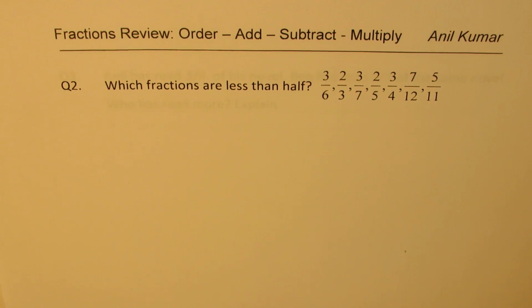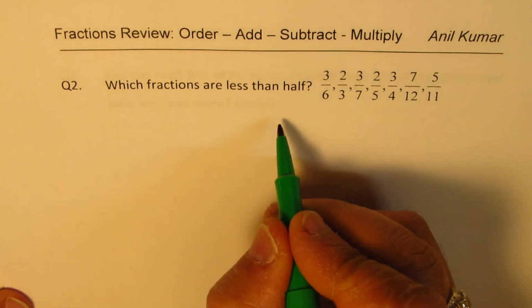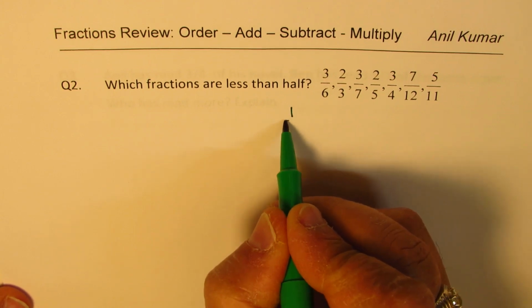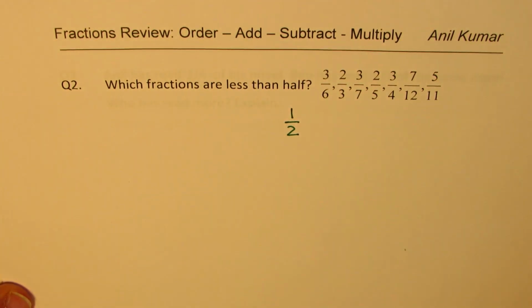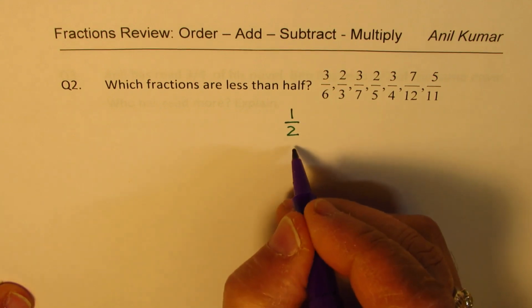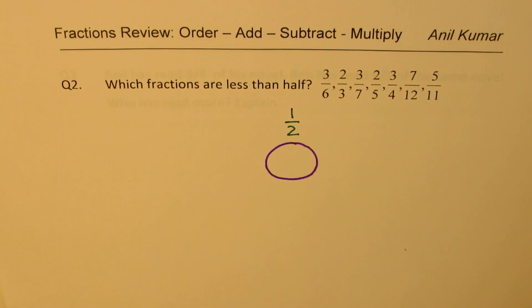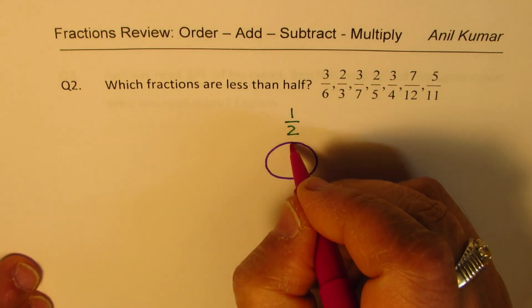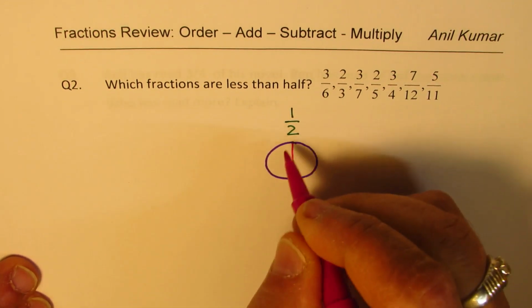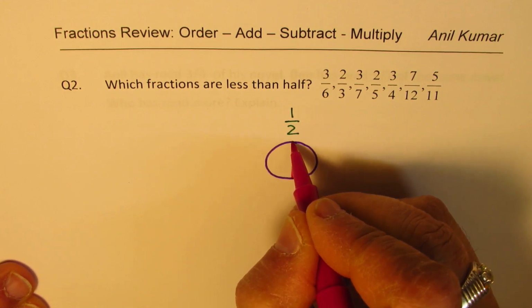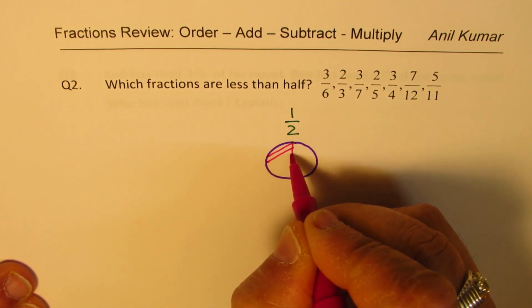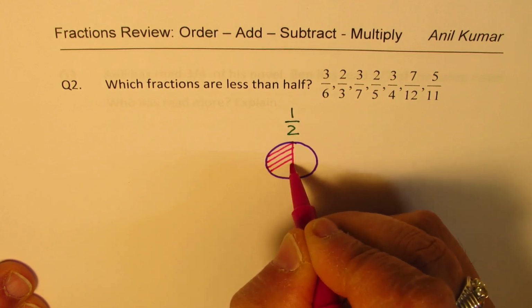Question number 2. Which fractions are less than half? So we got a lot of fractions here. We need to decide which one of these is less than half. Well, let's understand what is half, right? Basically, if we have a circle, for example, and then we divide it into 2 equal parts, then half really means that it is this part, one of them. Both are equal, so that is what we mean by half.